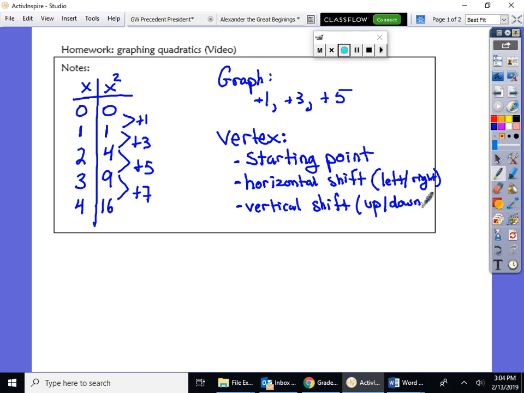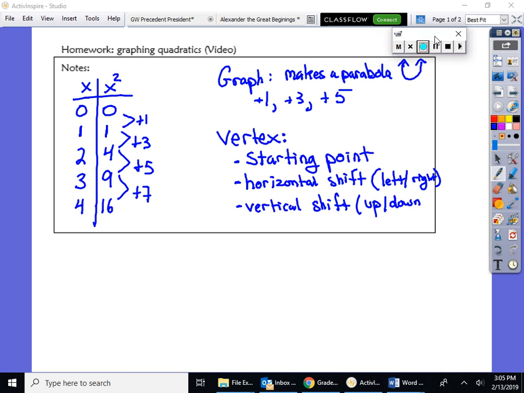And then the graph makes a parabola, and that's that U shape. So it makes that parabola, which is our U shape. All right, so we have our starting point, our vertex. The key thing is this 1, 3, 5 pattern. So we're going to look at a couple examples here.